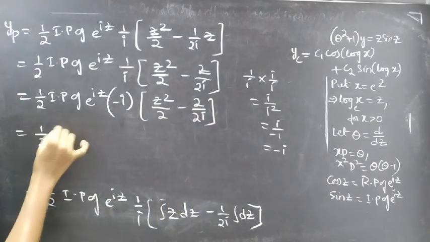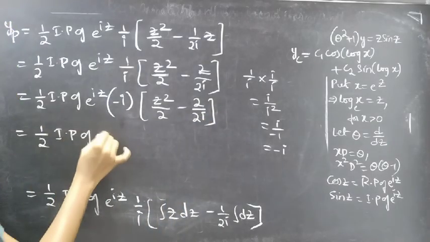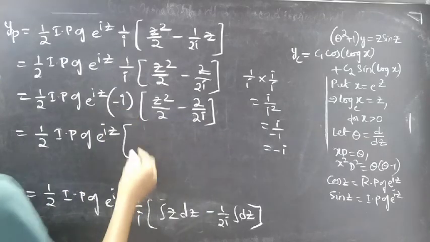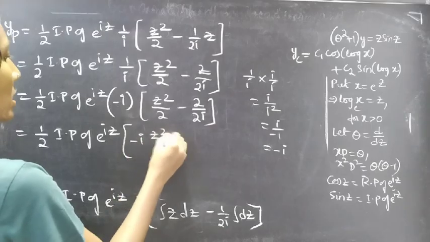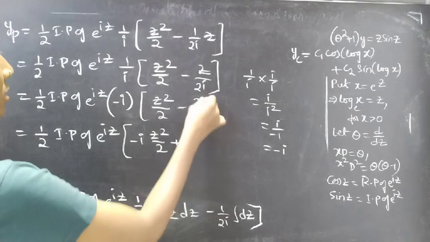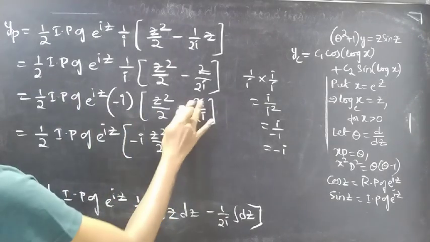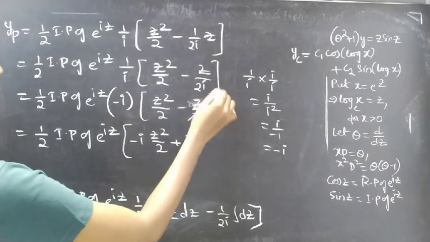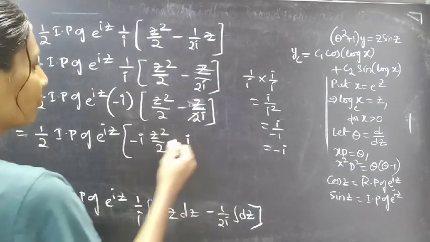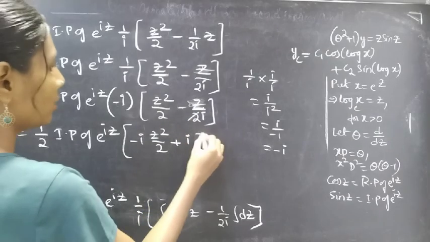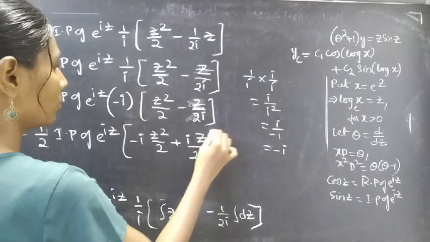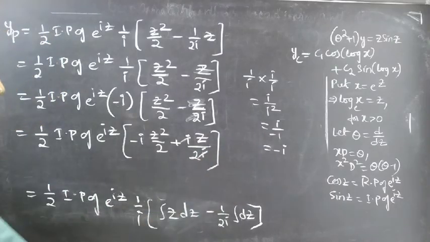This equals 1 by 2 into the imaginary part of e power iz into, now multiply these two terms with minus I. We get minus I into z square by 2, minus into minus plus I into z, sorry, this is z, not 2. Now we get I into z by 2i. Here I gets cancelled.